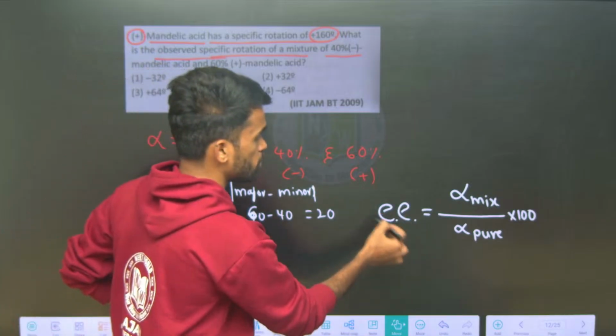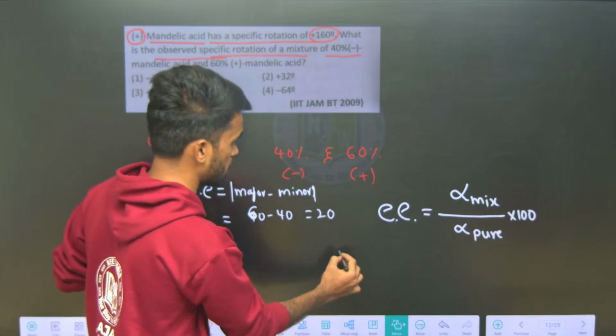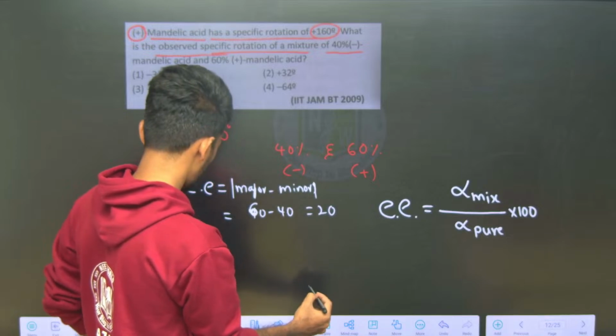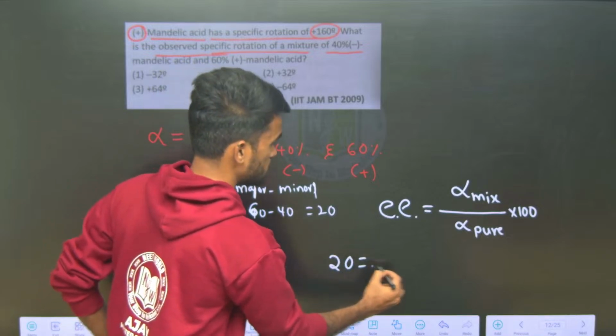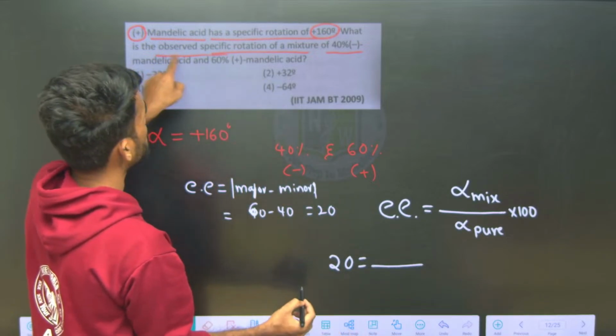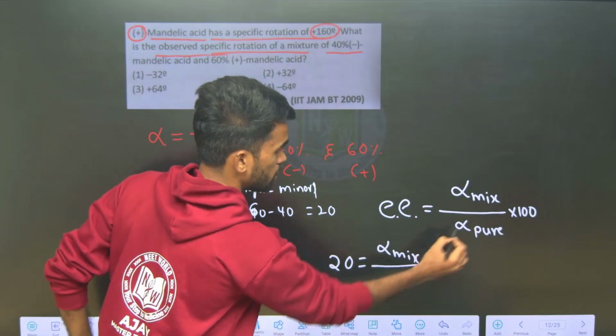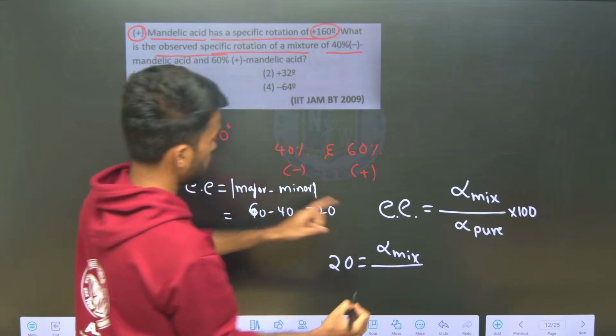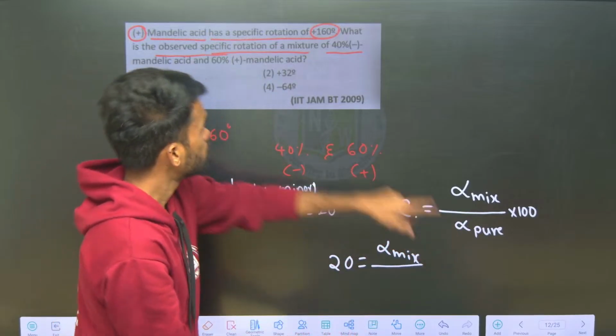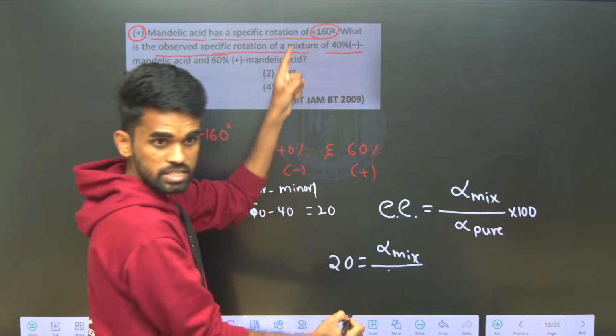Okay, enantiomeric excess. How much did we get? 20. 20 equals, we need to find the specific rotation of the mixture. So the denominator, alpha mixture, is what we want. Pure is how much? 160, given.